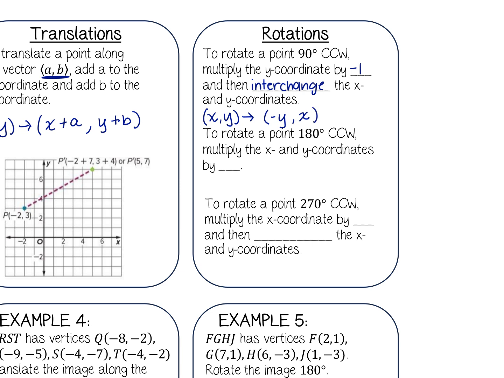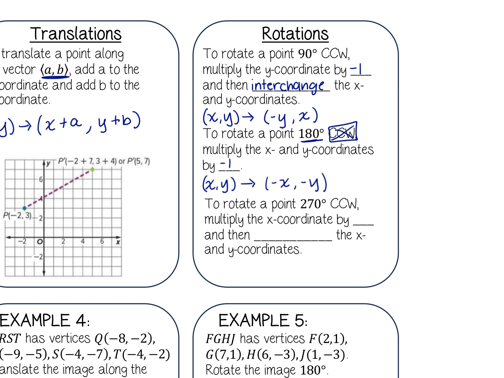All right, to rotate a point 180 degrees counterclockwise, also something to note, when you're rotating 180 degrees, this does not matter, because 180 degrees counterclockwise is the same as 180 degrees clockwise. All right, so anyways, we're going to multiply the x and the y coordinates by -1. So the only thing that changes is the signs. The order stays, the signs change. So we're going to have (-x, -y).